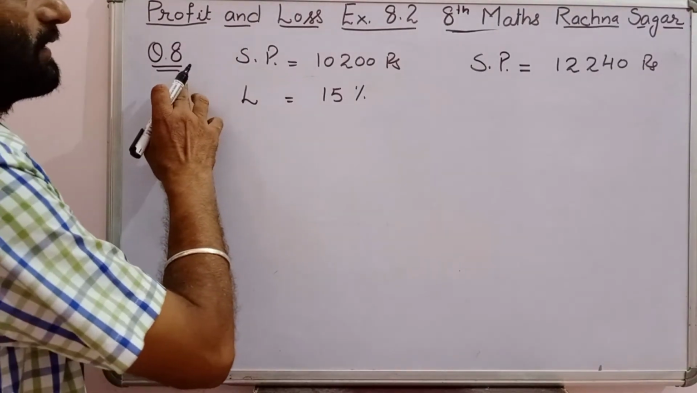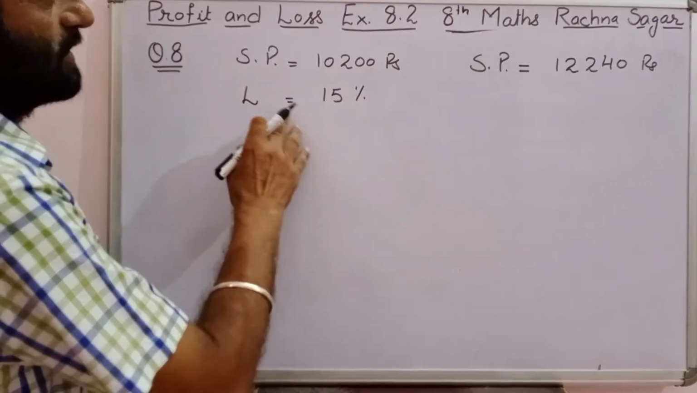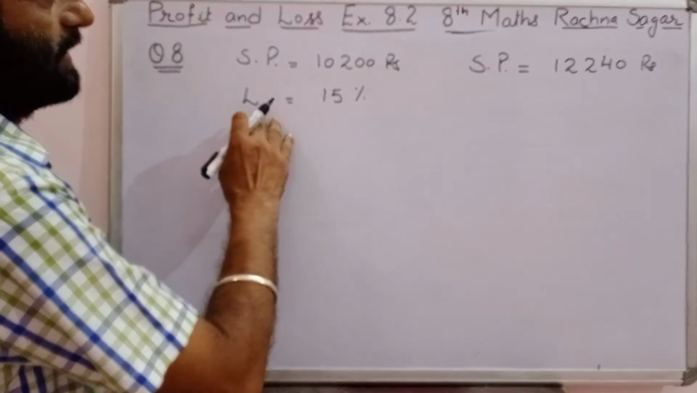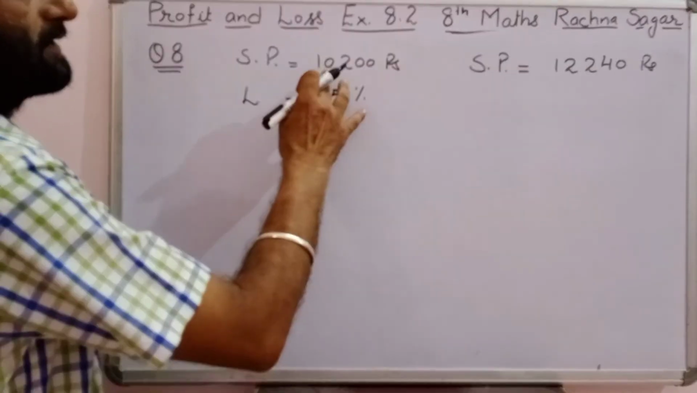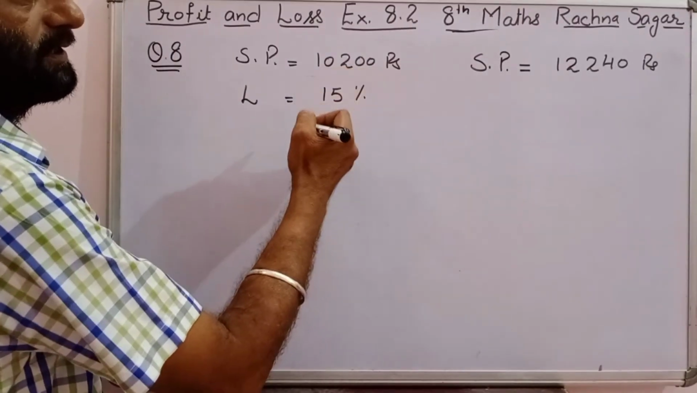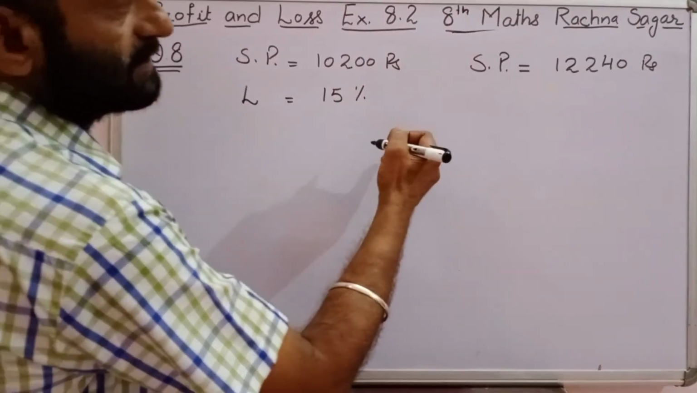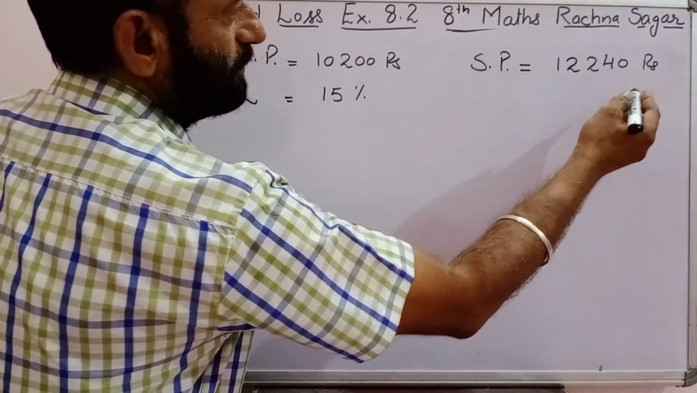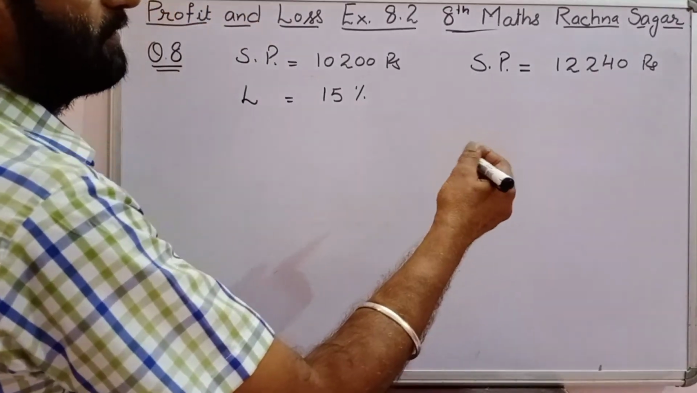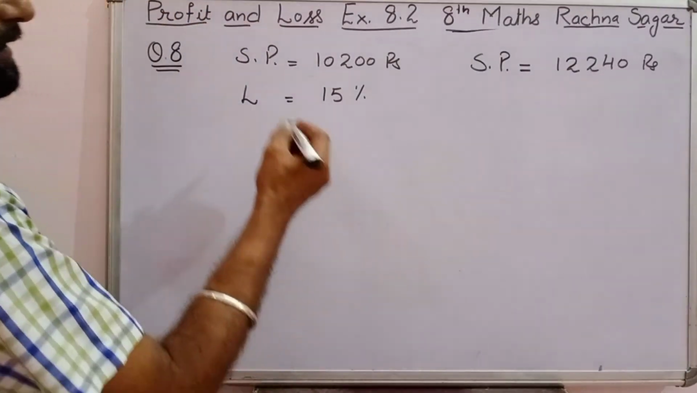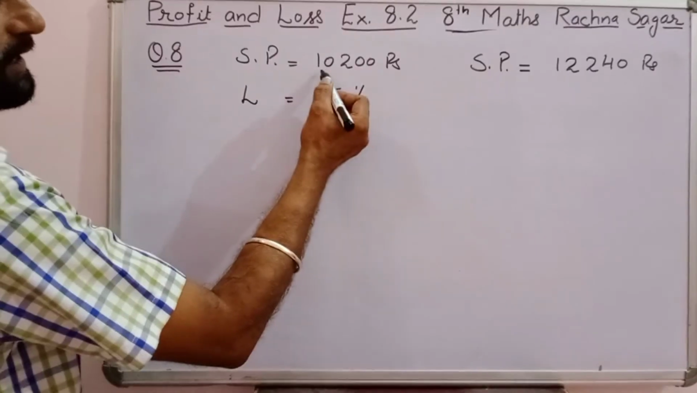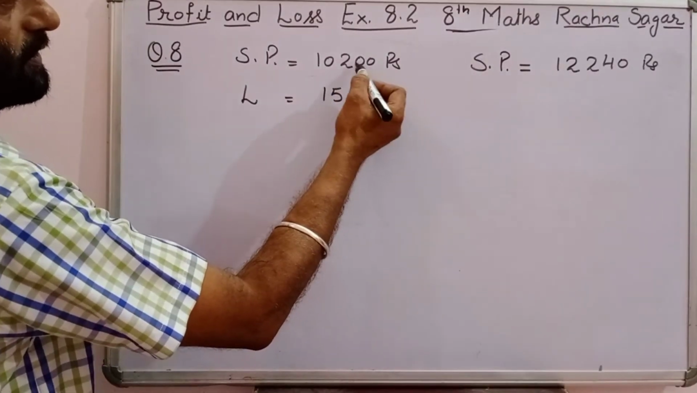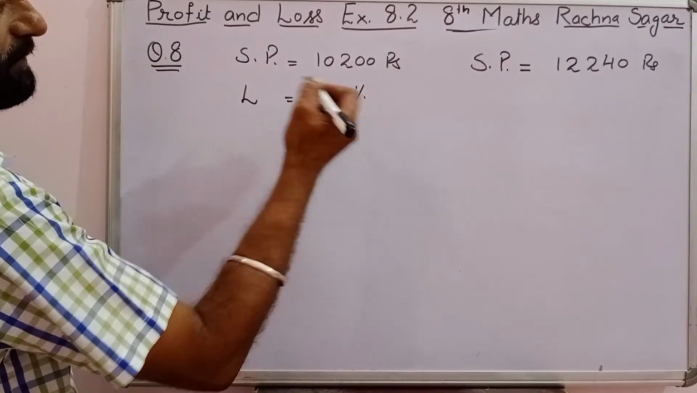Question number 8. The shopkeeper loses 15% by selling the dining table for 10,200 rupees. If he sells the same dining table for 12,240 rupees, find his profit or loss percent. Now selling price of the dining table is 10,200 rupees and there is a loss of 15%.